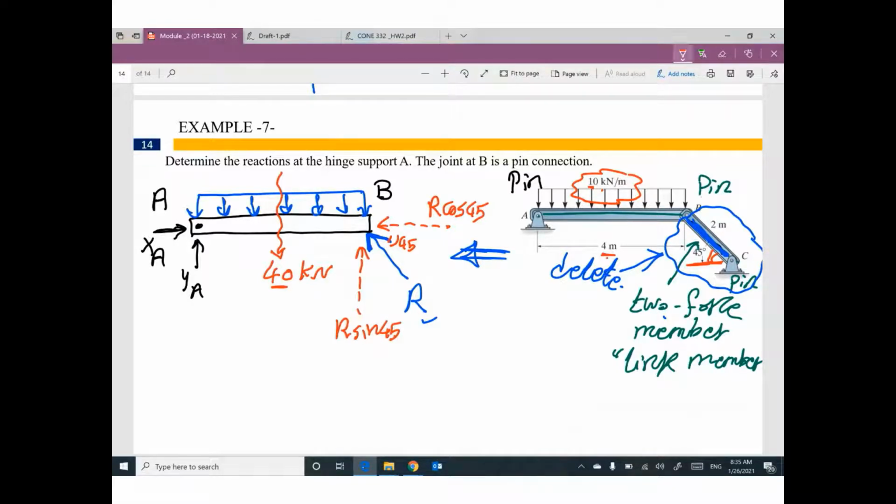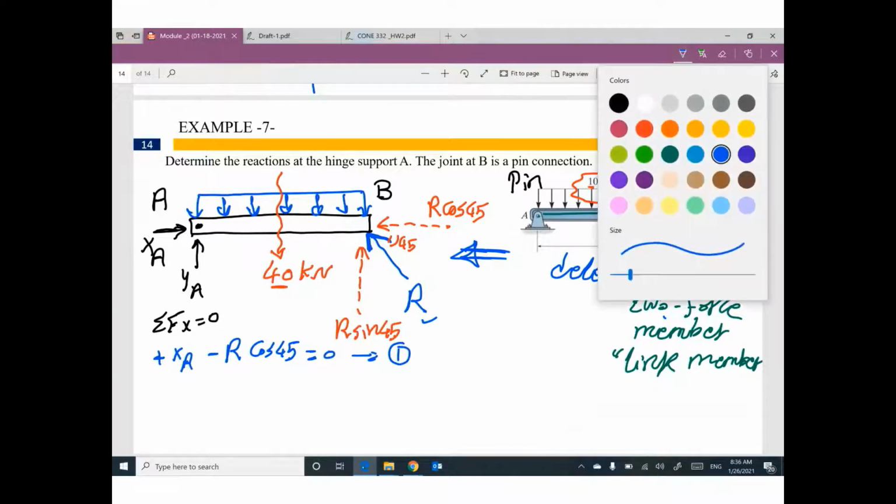We have three equilibrium equations. Summation F of x equals 0. Please write everything in x direction. We have positive xA. We have negative R cosine 45 degree. Do you have anything else? No. Equals 0. First equation. I cannot solve.